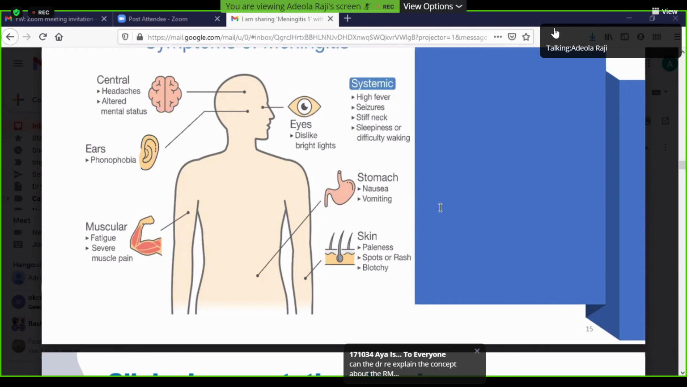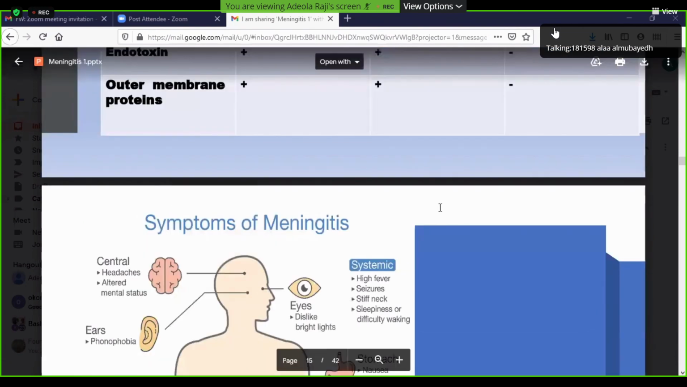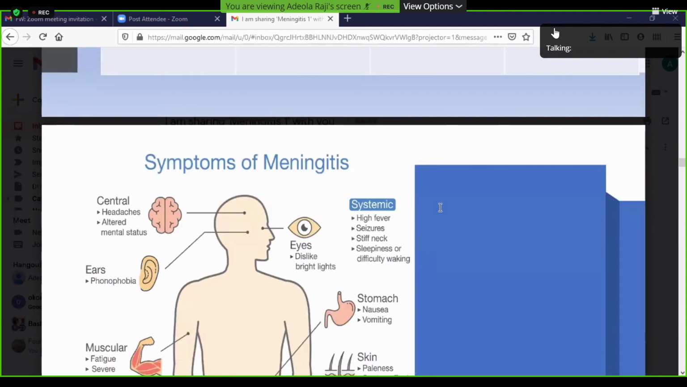Doctor, about the serotypes. Do we need to know about them? Yes, it's very important because it's part of the epidemiology.